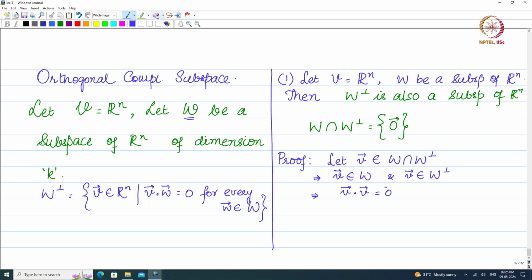And when will V dot V be 0? V dot V will be 0 only when V is the 0 vector, is this right? We are looking for that vector which is orthogonal to itself. This implies V is just the 0 vector, and therefore W intersection W perpendicular is just the 0 vector. That is the trivial subspace. I think we have also established this previously, where we looked at the intersection of two subspaces. It will at least contain the 0 element, and it is another subspace, right.